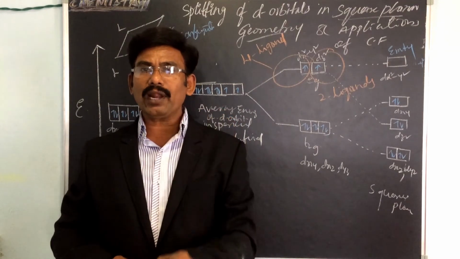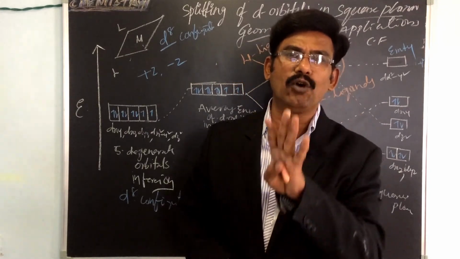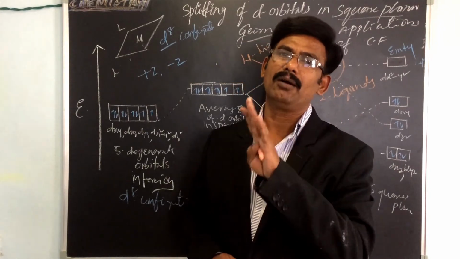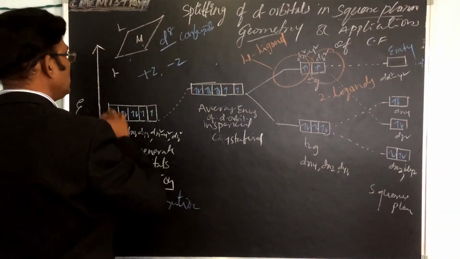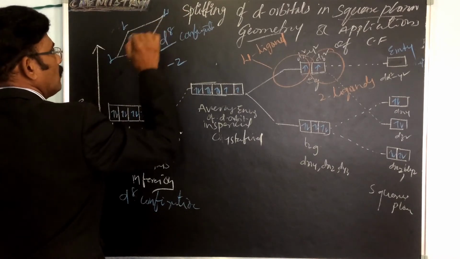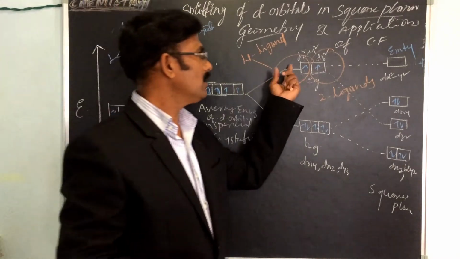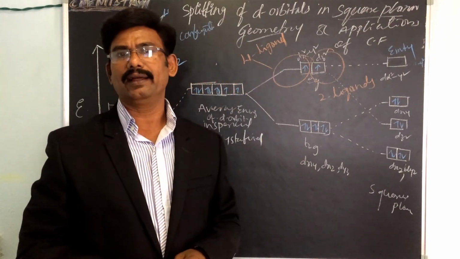Thus only 4 ligands succeeded in bonding to the metal. Only 4 ligands. A square planar complex is formed. Only 4 ligands succeeded.